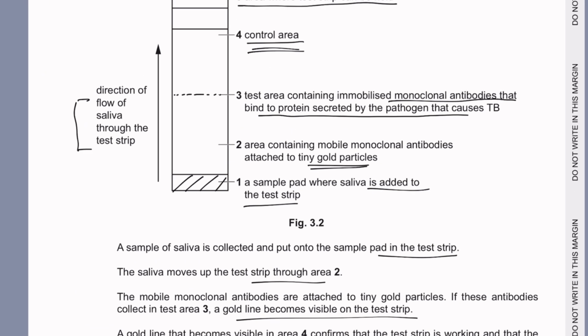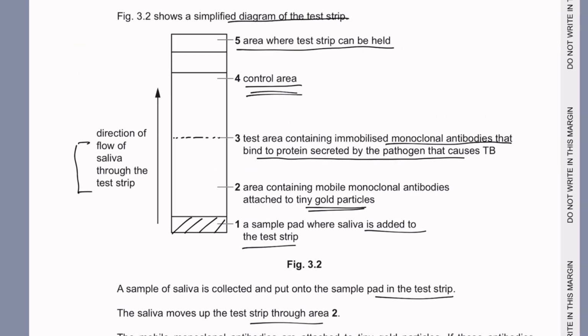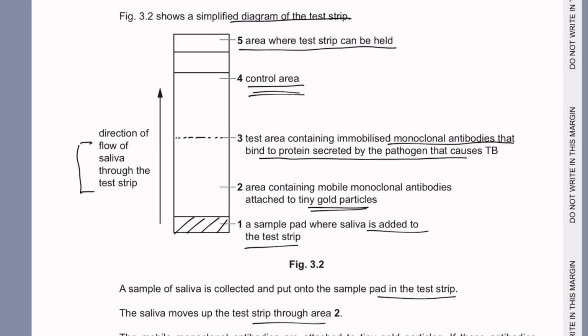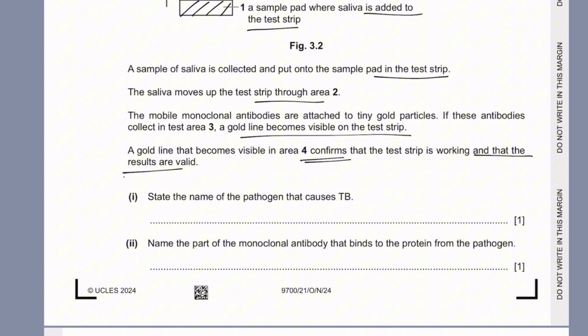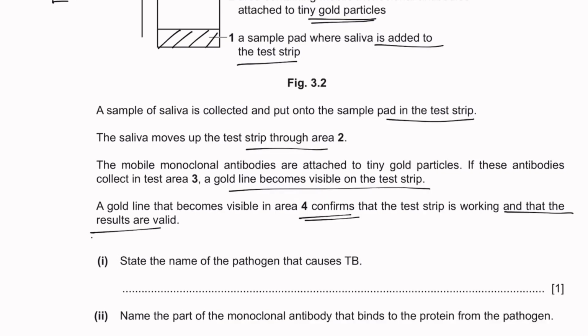A gold line that becomes visible in area 4 confirms that the test strip is working and that the results are valid. I think the control area has the immobilized pathogens. Okay, so let's continue. The saliva is going to move all the way up here, and if the gold line becomes visible here, this means that the test is working.